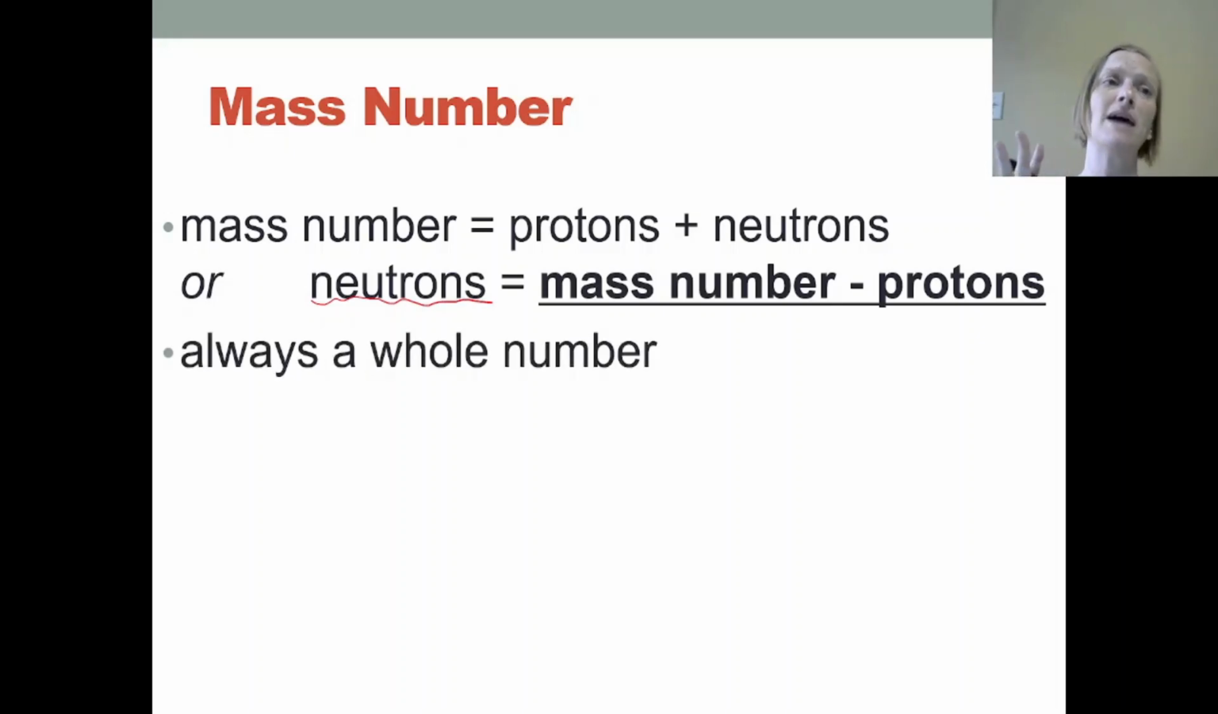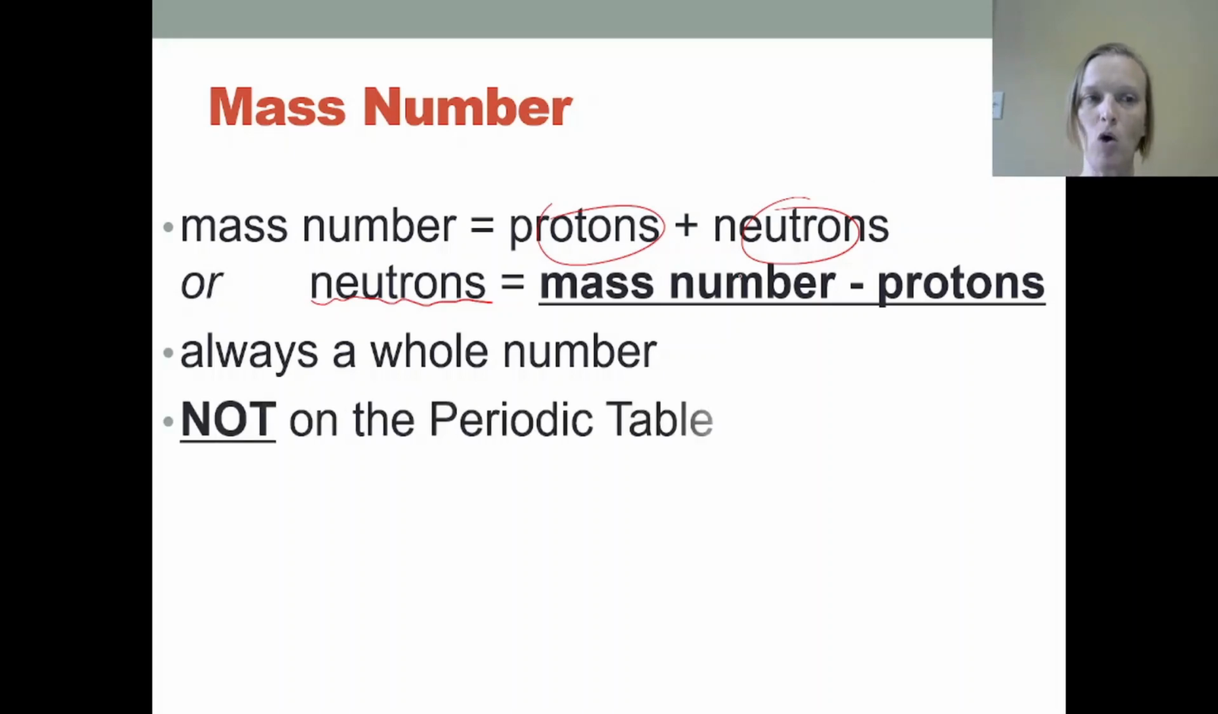It's important to know that mass number is always a whole number because it's protons plus neutrons. You can't have a half of a proton, so it's always a whole number. You can't have half of a neutron, so this is always a whole number. So the mass number is always a whole number. It is not the mass you see on the periodic table.